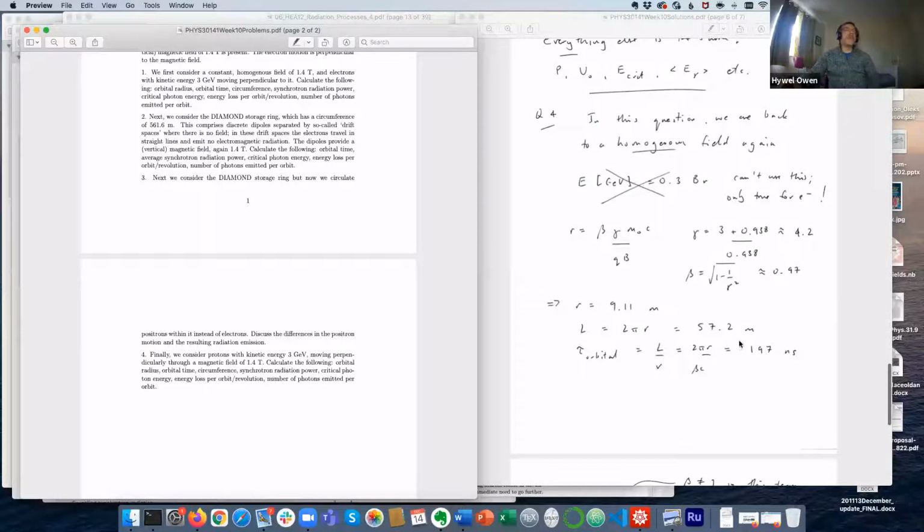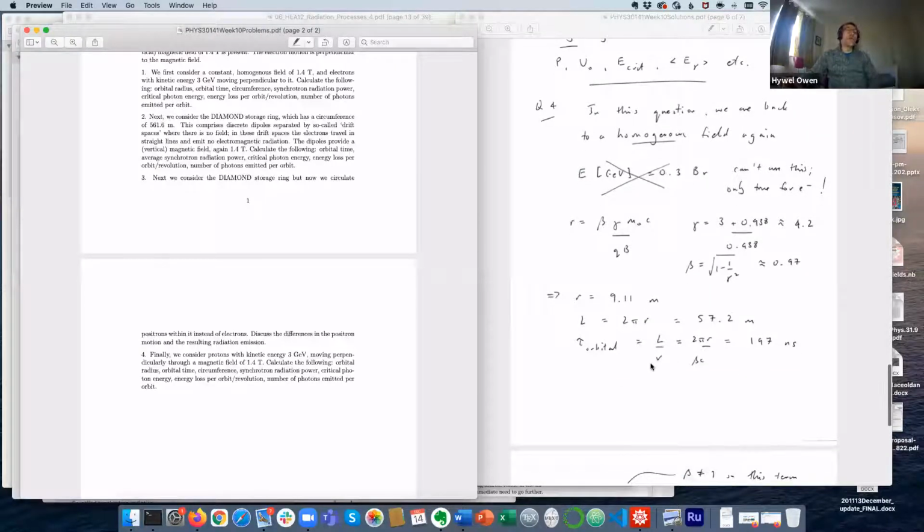Now, the orbital time, of course, the velocity is not quite the speed of light. So we need to use that beta factor, but we'll see that most of the orbital time difference is basically to do with the bending radius and not really to do with the difference in velocities. So again, the orbital time here is 197 nanoseconds instead of 150 nanoseconds. And that's mostly to do with the difference in the bending radius, not really to do with the difference in speeds. So it's not far different.